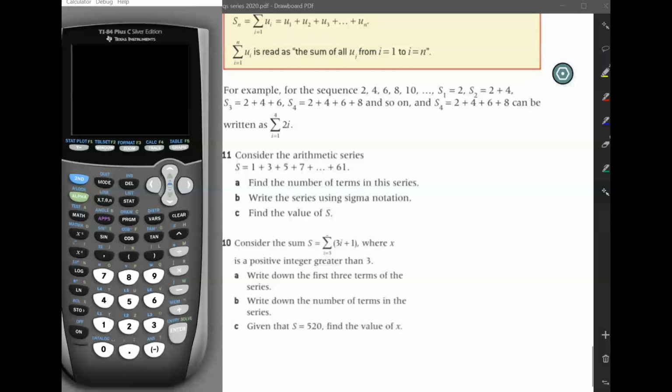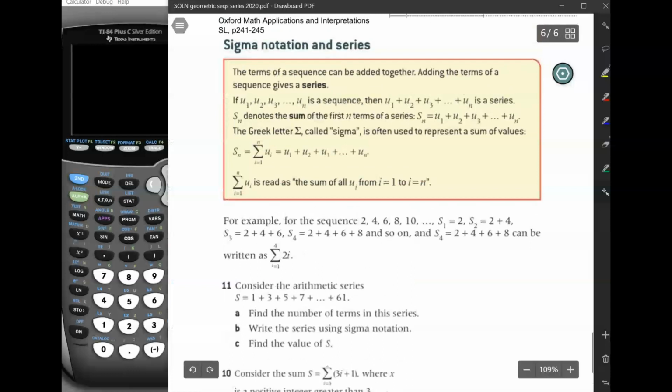Okay, here is page 6 for geometric sequence series about sigma notation and series. This additional page is introduced because of the new syllabus, which finally says that it is necessary to know sigma notation in math applications. In math studies, it wasn't required, but oftentimes you would have to use sigma notation when you did your IA and you were talking about chi-squared. So it is handy to know sigma notation, and let's spend one page on it, okay?